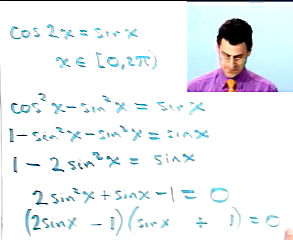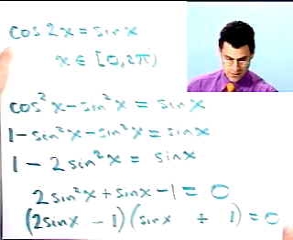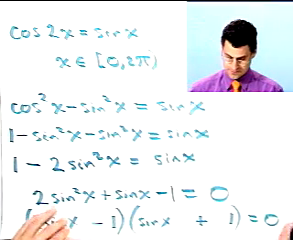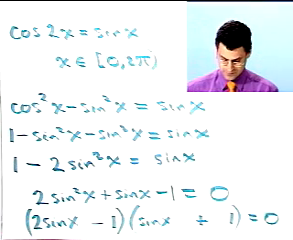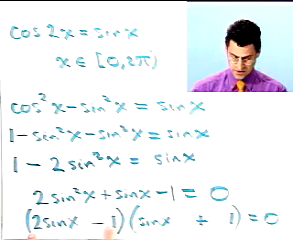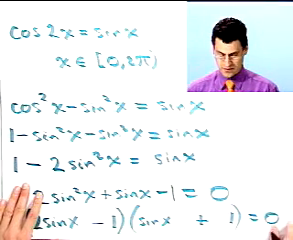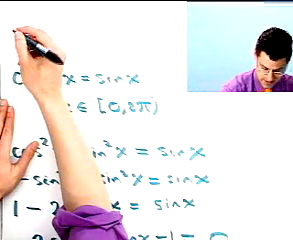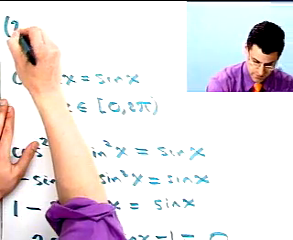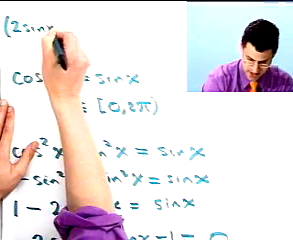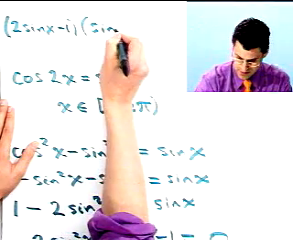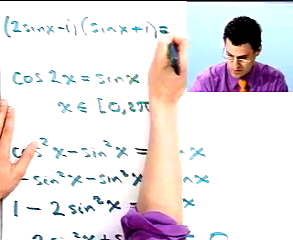And so what does that mean? Well, it means that now what I can do is set up 2 equations. One is that this thing equals 0, and the other is that this equals 0. So let's just rewrite that up here. So I see 2 sine x minus 1 times sine x plus 1 equals 0. So that's where I'm left with now.